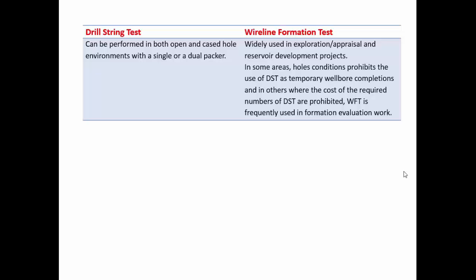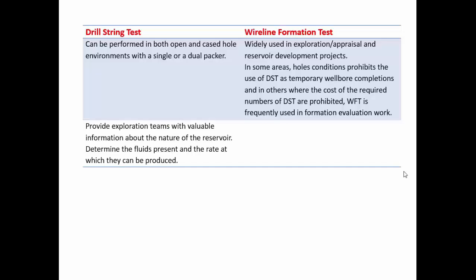In some areas where hole conditions prohibit the use of drill string tests as temporary wellbore completions, and others where the cost of the required number of drill string tests is prohibitive, wireline formation test is frequently used in formation evaluation work. Drill string tests provide exploration teams with valuable information about the nature of the reservoir and determine the fluids present and the rate at which they can be produced.